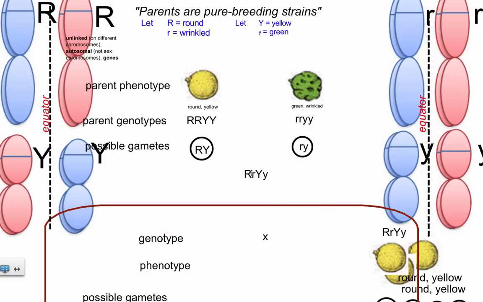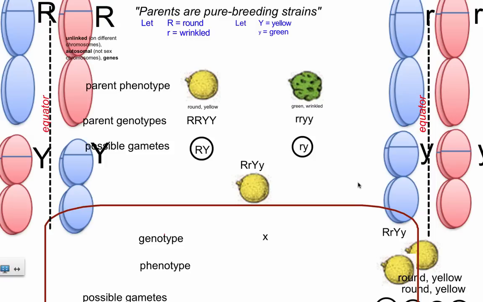All the kids will look exactly the same. They're going to be big R, they're going to have this genotype, and what phenotype does this spell out? Well, it actually still looks like this parent because of the dominant R and the dominant Y, which are round and yellow. So the kids will look like this.